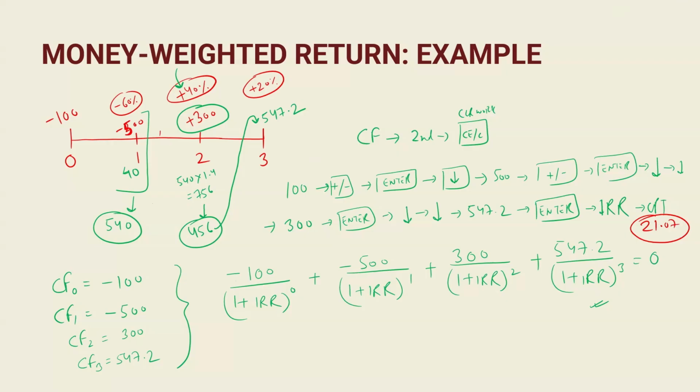Okay, so even though you see the returns which I chose, negative 60, 40, 20, if you take a simple average, you're going to get zero. But the money weighted return is actually 21.07%.